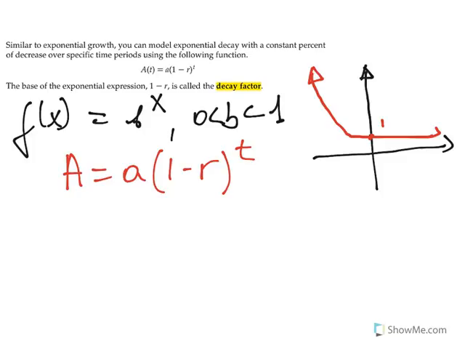So in this lesson, I discussed with you the exponential decay graph. We graphed it together and we discussed the decay factor, and we introduced a formula that is called the decay formula, A of t equals a, open parenthesis, 1 minus r, close parenthesis, to the power of t. 1 minus r is called the decay factor.